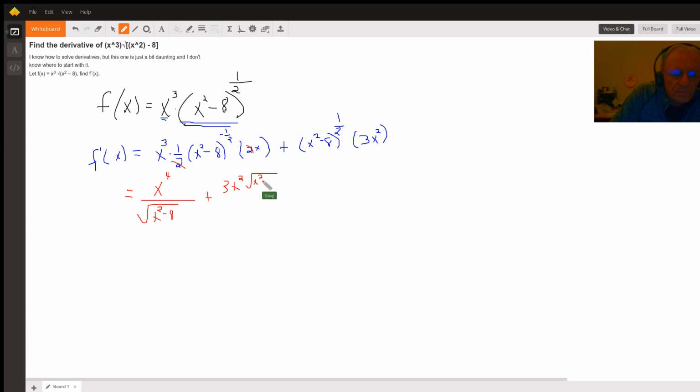That too is an acceptable answer, but normally we would combine these two fractions into one. So we need a common denominator. We would multiply top and bottom by the square root of x squared minus 8. So that we had a common denominator. And I'll work out to the right this time. So the first fraction is x to the 4th in the numerator. The second fraction will be 3x squared.